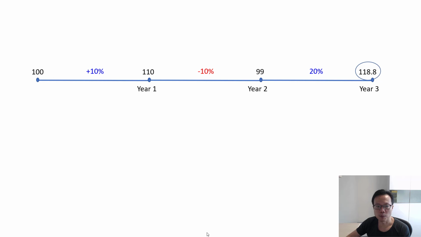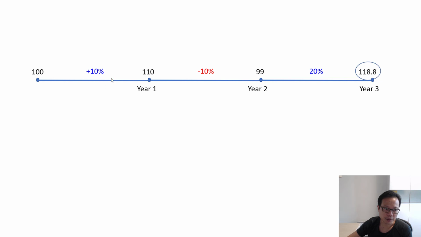What we have here is a series of yearly returns on a portfolio. So let's say you have a portfolio that starts with a value of 100, and in year 1, it gains 10% and goes up to 110. Then in year 2, it drops 10% and goes down to 99. Then in the final year 3, it gains 20% and goes up to 118.8.